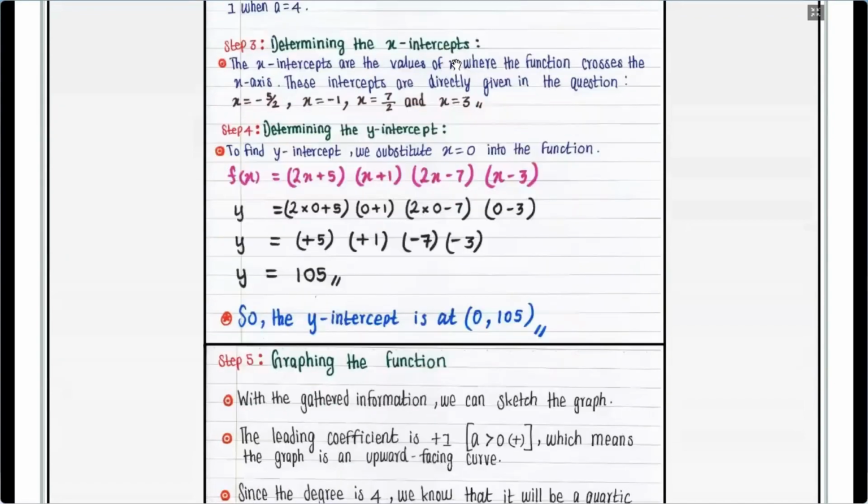Step 3, determining the x-intercepts. The x-intercepts are the values of x where the function crosses the x-axis. These intercepts are directly given in the question. X equal minus 5 over 2, comma x equal minus 1, comma x equal 7 over 2, and x equal 3. Step 4, determining the y-intercept. To find y-intercept, we substitute x equals 0 into the function. If we substitute, we will get y equal 105. So the y-intercept is at 0, 105.